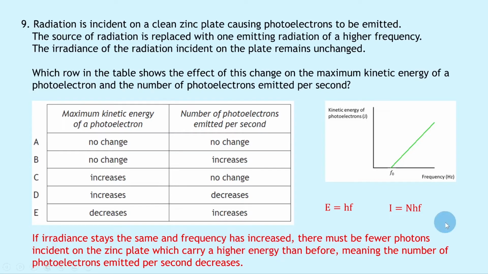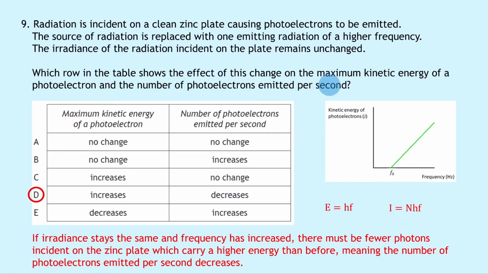But if there's fewer incident photons on the zinc plate, then that means that the number of photoelectrons emitted each second must decrease as well. Because remember, one photon being absorbed by the plate results in one photoelectron being emitted from the plate. So this means we have increases for the maximum kinetic energy of a photoelectron and decreases for the number of photoelectrons emitted per second. This gives us the answer D.